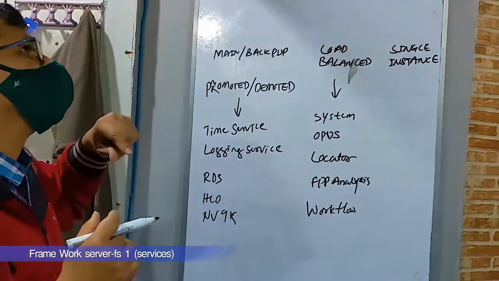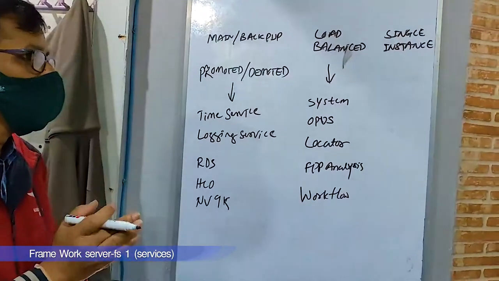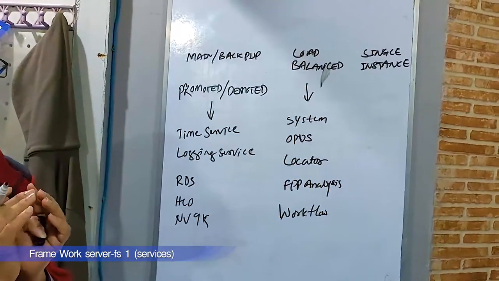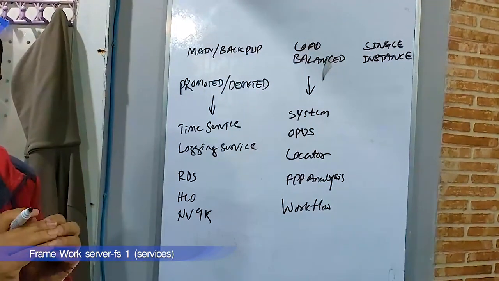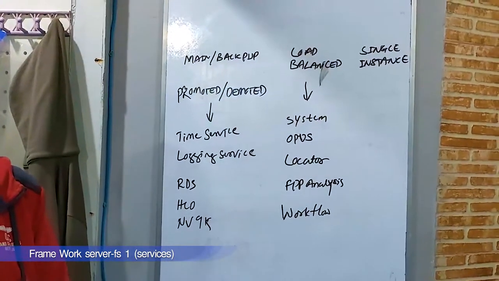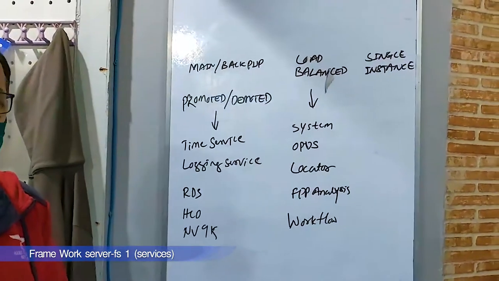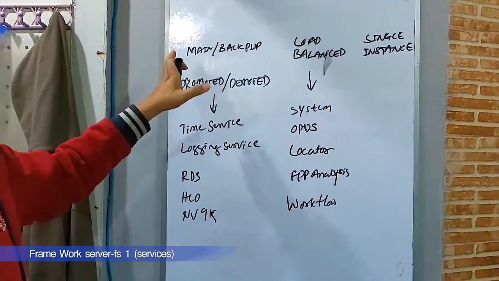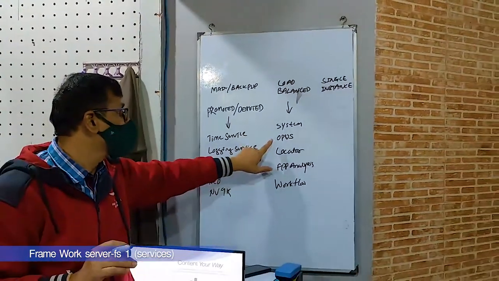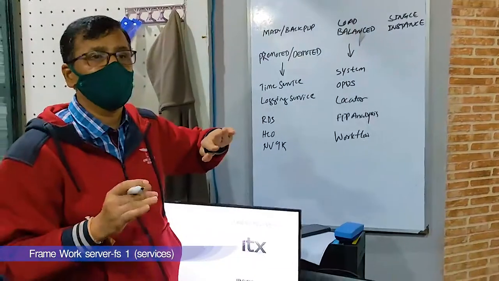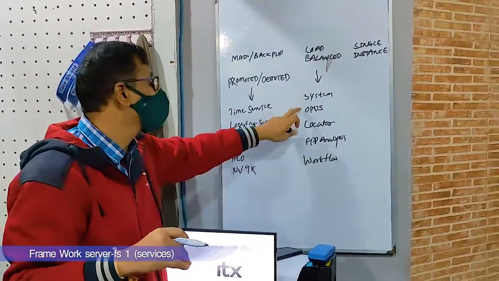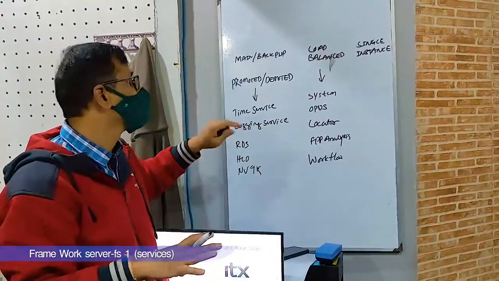Because with ITX, when we take two framework servers, we can go up to around 15 channels. So once we have one framework server, we can add 15 channels. When that number of channels increases, we need to add more framework servers to run the system service and locator service as load balanced. If extra load is coming into the service, then these services need to be installed with more instances.